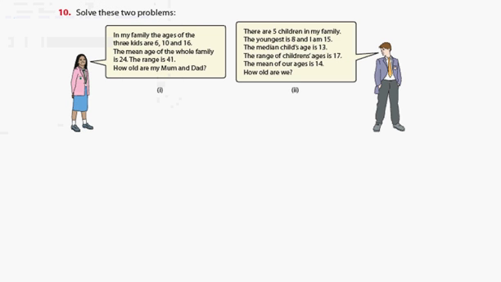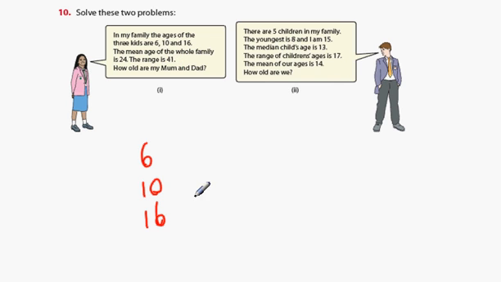Okay. Now, for this lesson here, we're just basically doing the mean and the mode, okay? Now this question here is quite a tricky question. Basically, she goes, in my family, the ages of 3 kids are 6, 10, and 16, okay? The mean age of the whole family is 24. There's a mum and a dad, okay?